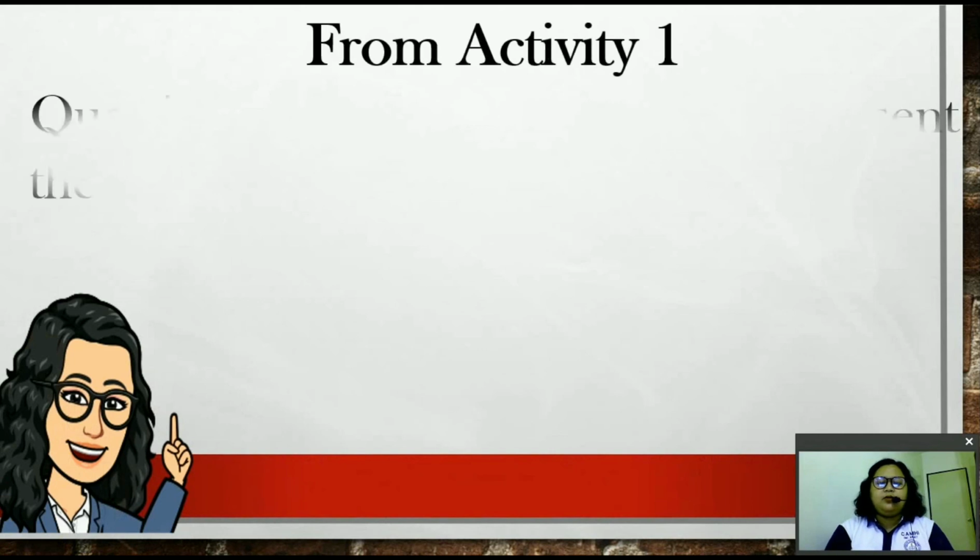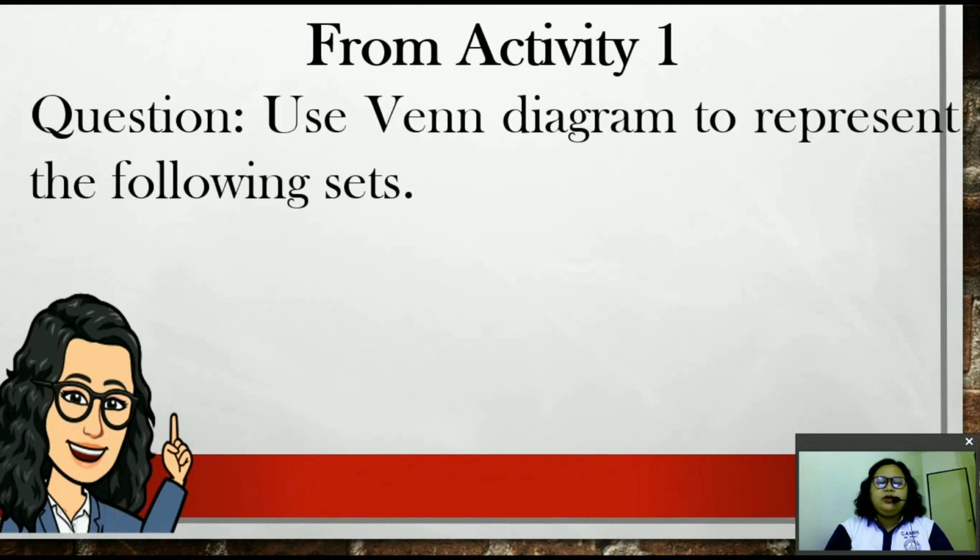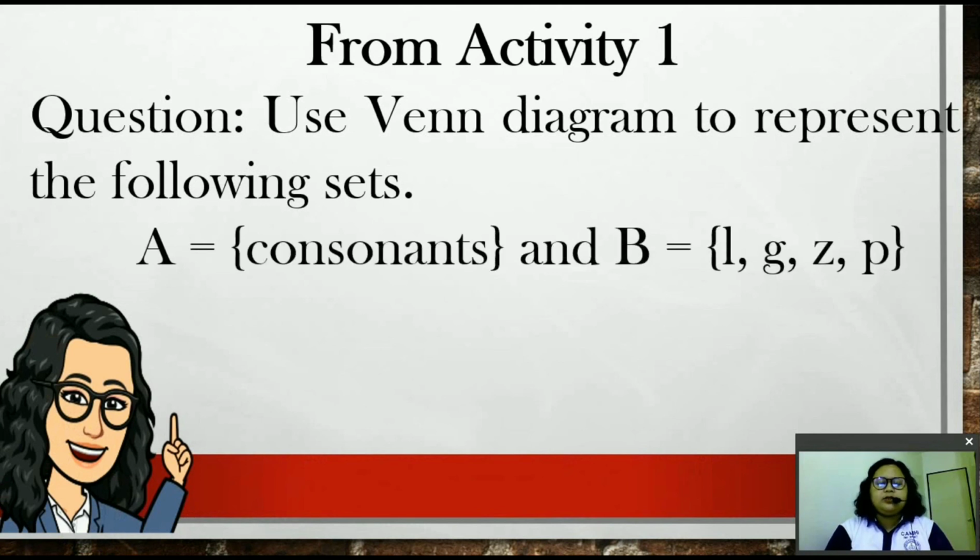So, from activity 1, there is a question. Use Venn diagram to represent the following sets. So, set A, consonants, and set B consists of elements L, G, Z, P. Okay, let us analyze the given. So, consonants in the English alphabet, which is also the same with set B. Am I right? So, they are common. So, what do you think? Okay, pause the video. How are you going to draw it using the Venn diagram?